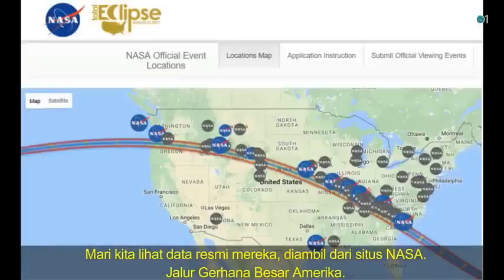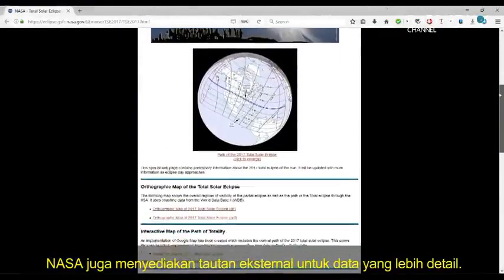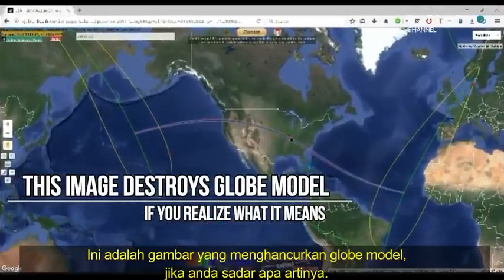Let's take a look at their official data taken from NASA's website, the Great American Eclipse Path. NASA also provides an external link for more details. This is a picture that destroys the globe model if you understand what it means.